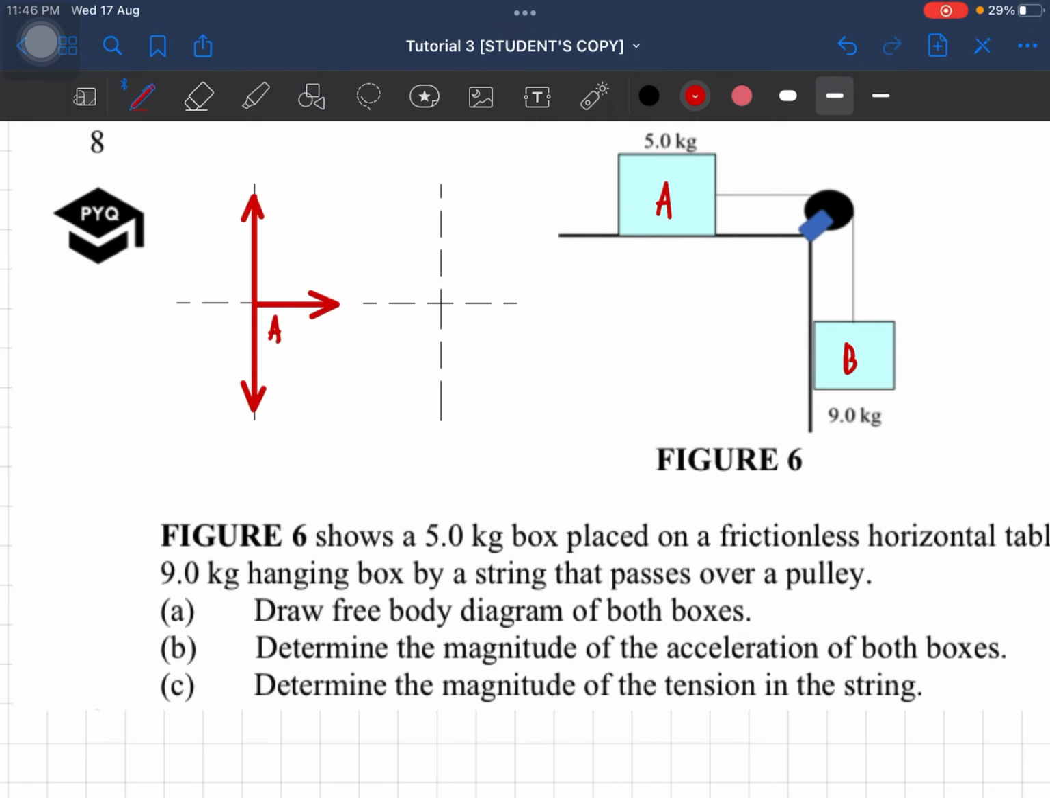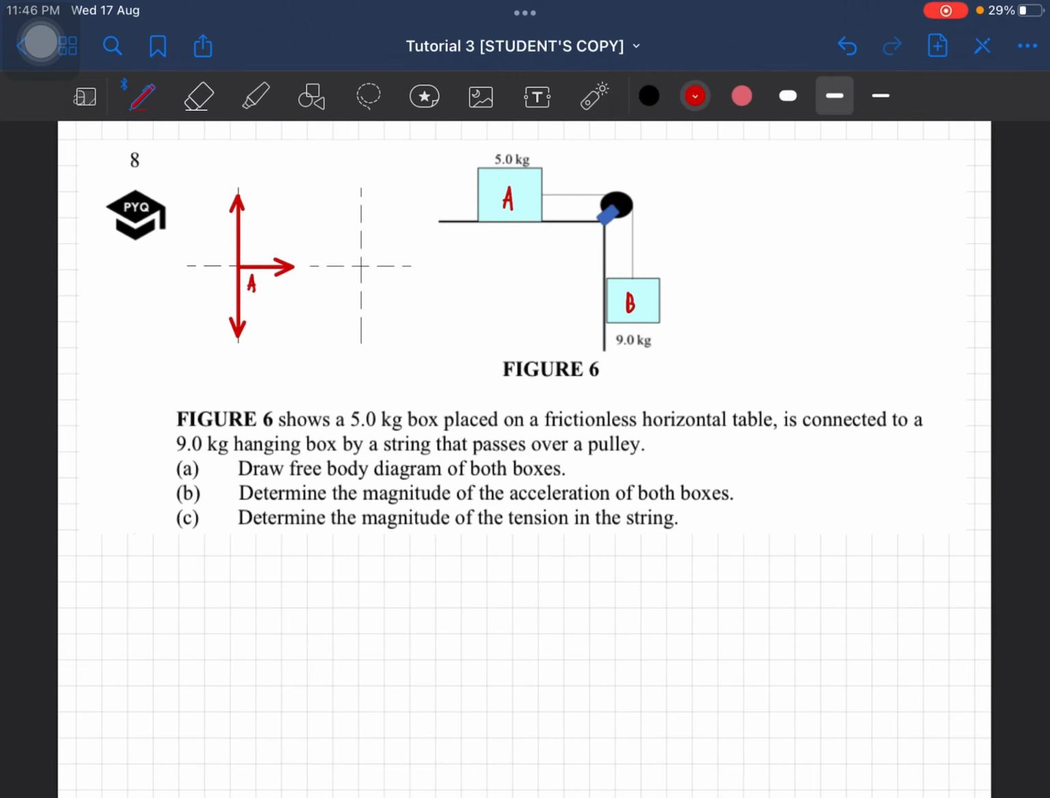So this is mAg. This is too big, so this is more suitable. This is mAg. This is NA. Make sure you label the reaction force for which block. Sometimes students forget, and the examiner can't really mark because they don't understand your solution. So make them understand. So this is your tension. This is one string, so it has the same tension throughout.